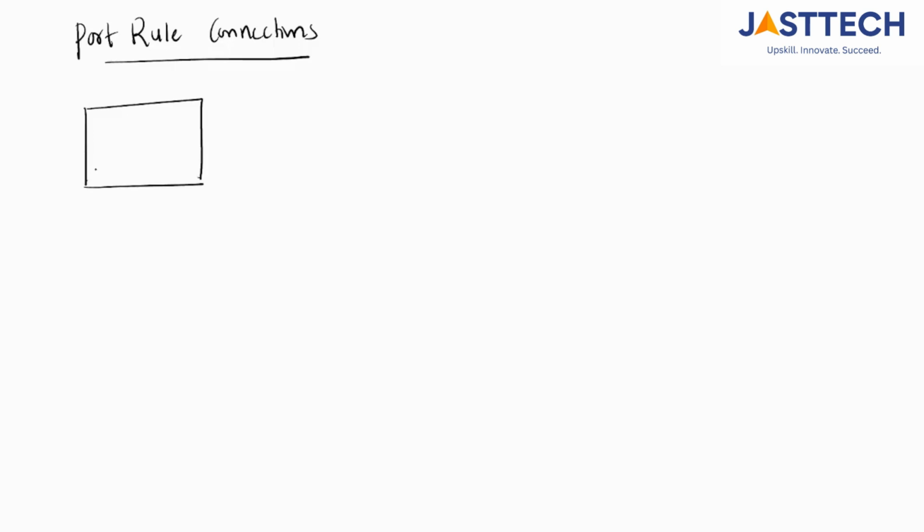So today we'll see the port rule connections. Suppose you take a full adder circuit. This is a full adder circuit, so you have three inputs. Let us take A, B, and C in, and the outputs are sum and carry.